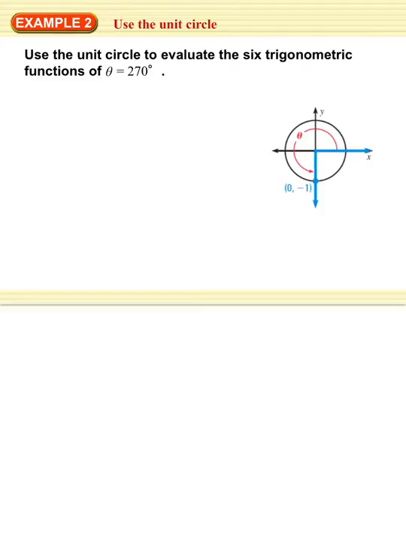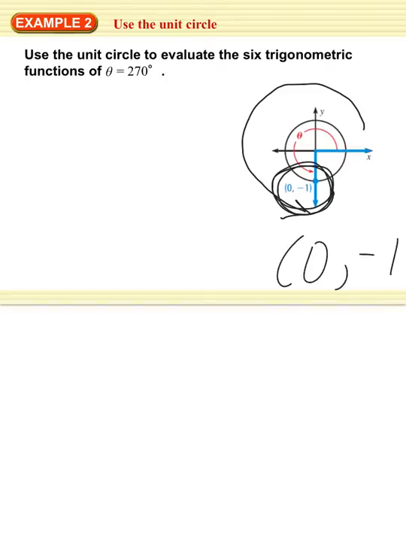All right, use the unit circle to evaluate the 6 trig functions of theta equals 270. Here we're going to do it a little bit different. If I look, 270 gets me right there. So this point right there is my terminal side, I'm in standard position, etc. That point right there, I have (0, -1).